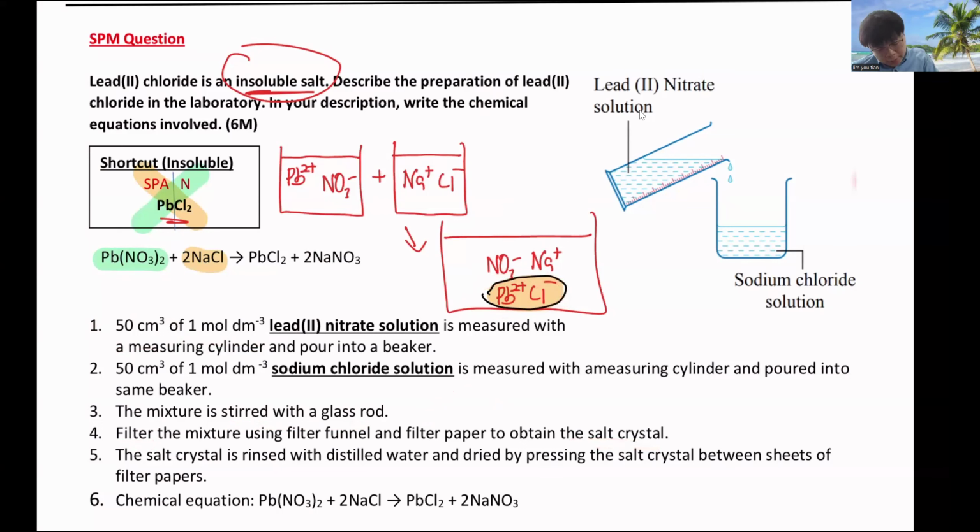Then after you filter, let's say, the PbCl is here now. Then you need to filter, rinse, and dry. Okay, so about 6 marks from here. About 6 marks from here.